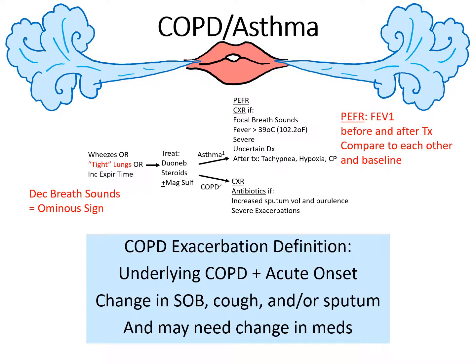COPD and asthma exacerbations were already well addressed on the algorithm slides. An important point to remember is that severe bronchospasm does not move air and therefore does not have wheezing, which is an ominous sign. Realize that wheezing does not rule out other diagnoses.